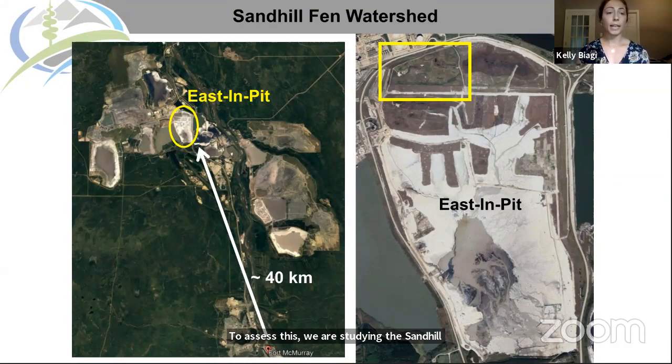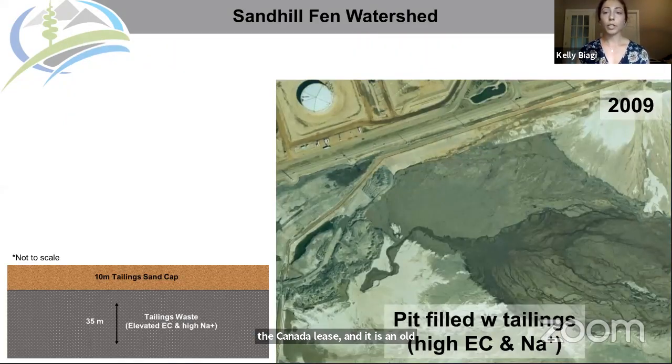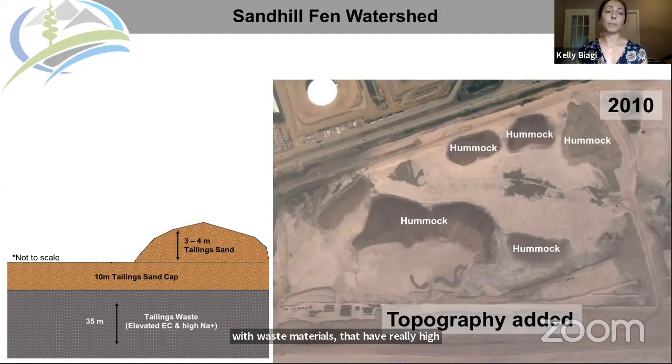So to assess this, we are studying the Sandhill Fen watershed, which is one of 2 constructed peatlands in the region. It's about 40 kilometers north of Fort McMurray on the Syncrude Canada lease. And it's in an old mined out pit called Easton Pit, and it's in the top corner there where the square is. So construction for the Sandhill Fen started in 2009, where the entire Easton Pit was filled with tailings waste materials that have really high salinity and sodium concentrations. This was followed by a 10-meter tailings sand cap. And then the Sandhill Fen was built on top of this.